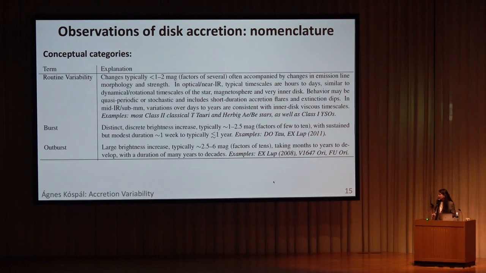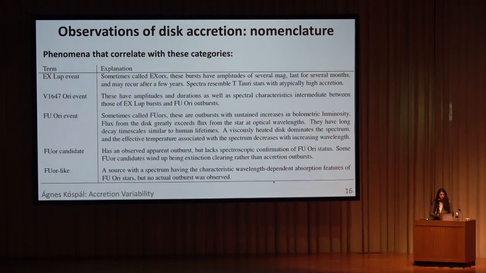Bursts, on the other hand, are distinct, discrete brightness increases, typically 1 to 2.5 magnitudes in amplitude, and a few weeks to a few months in duration. And the outbursts are the largest brightness increases, typically 2.5 to 6 magnitudes, taking a month to years to develop, with a duration of several years or even several decades. The phenomena that correlate more or less with these concepts fall into these categories.